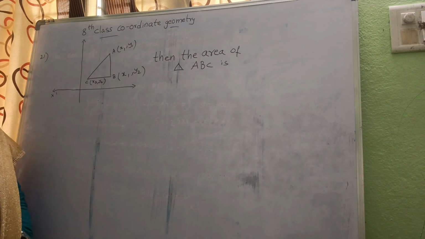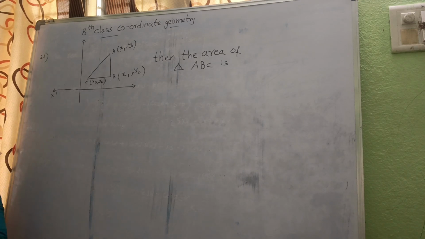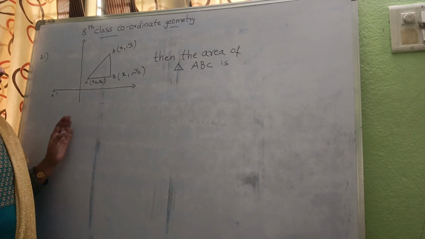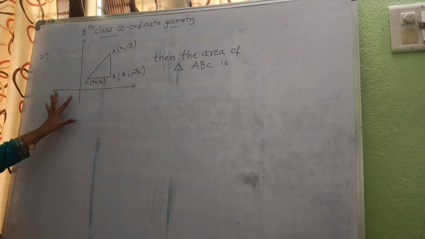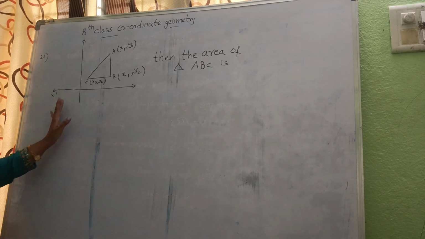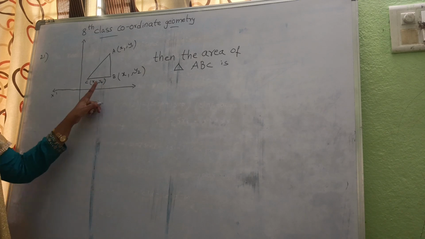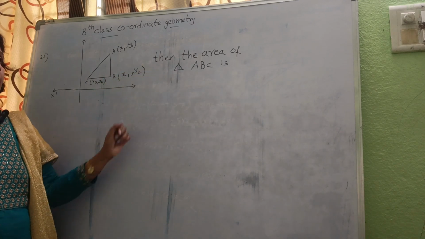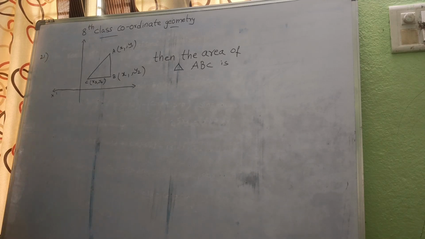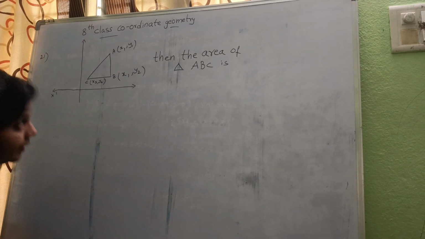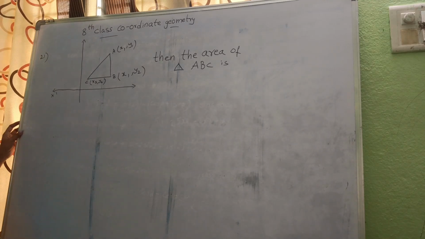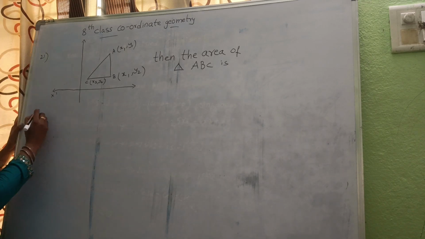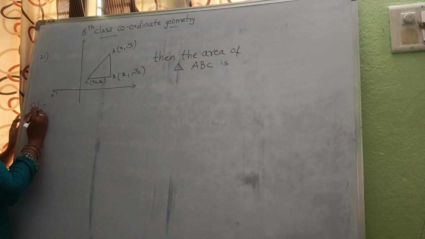Today we will discuss some problems in 8th class coordinate geometry. So look at the figure. This is a coordinate axis, and in it one triangle is given. What we need to find is the area of triangle ABC. So what is the area of triangle ABC?